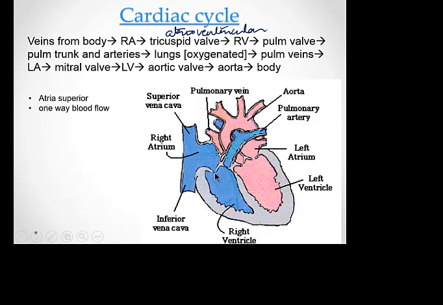On the right side, it has three. On the left side, it has two. So on the left, it's called bicuspid, and on the right, it's called tricuspid. So from the right atrium, blood goes into the right ventricle through this tricuspid or right atrioventricular valve.